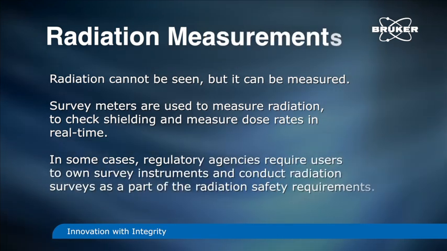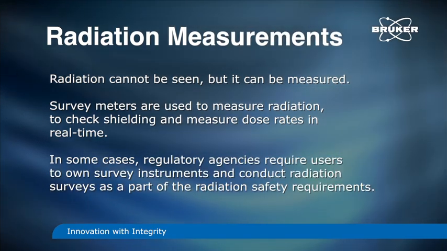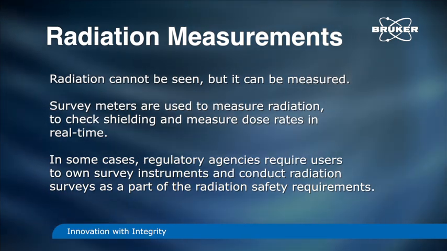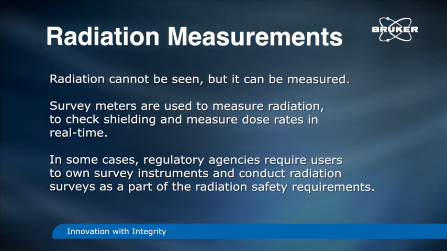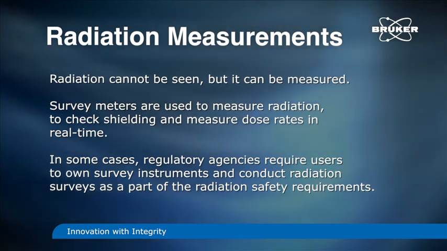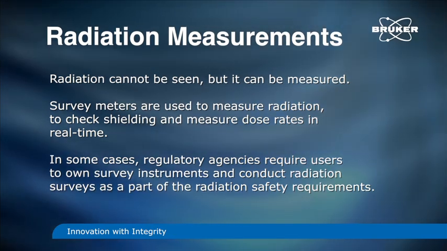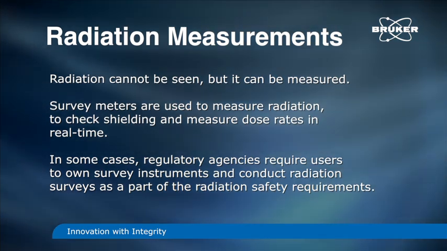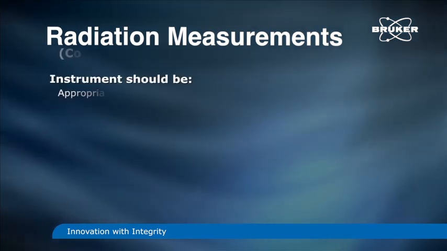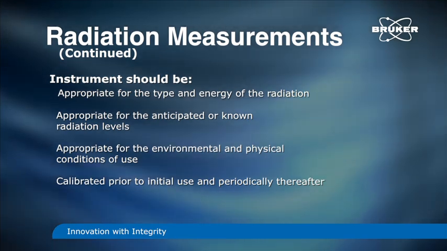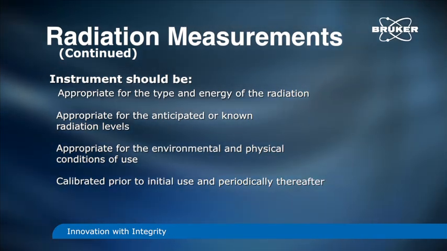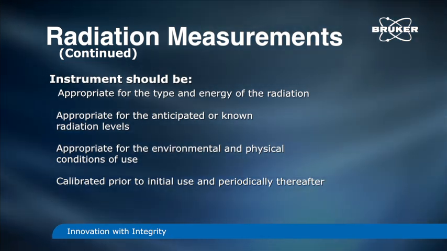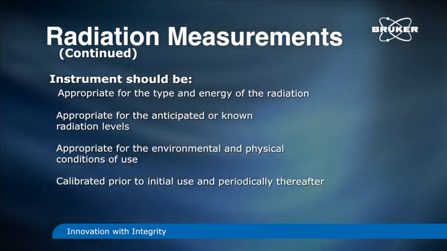Radiation cannot be seen, but it can be measured. Survey meters are used to detect radiation, check shielding, and measure dose rate in real time. In some cases, regulatory agencies require users to own survey instruments and conduct radiation surveys as part of the radiation safety requirements. Instruments selected for the measurement and/or detection of radiation should be appropriate for the type of energy of the radiation. Survey meters used for X-rays should have the capability to detect low energies.